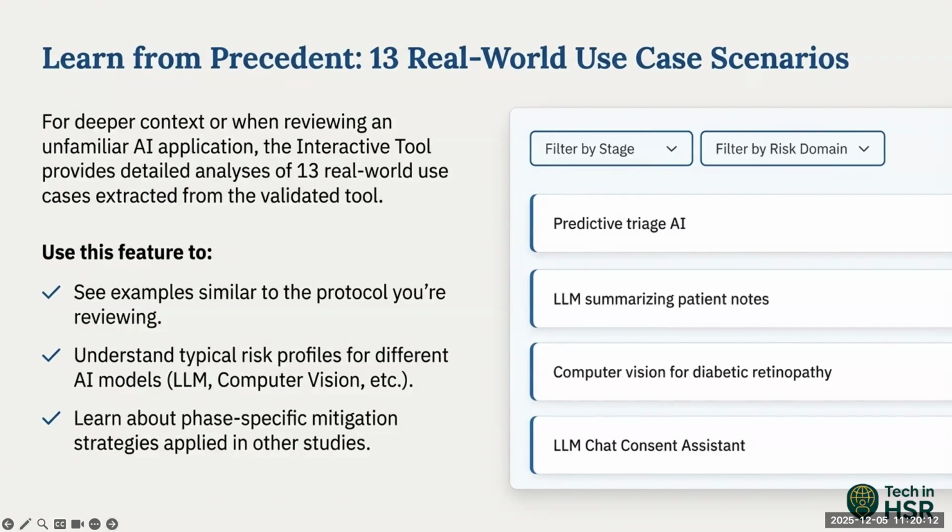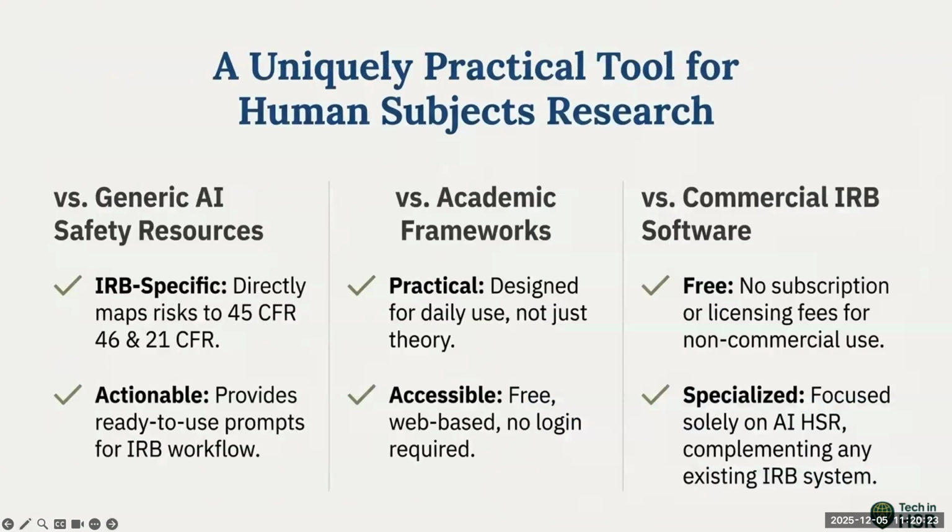And that's going to help you visualize how specific risks were managed in contexts ranging from predictive triage to generative AI chatbots. So unlike generic AI safety and risk evaluation resources, this tool is uniquely practical for human subjects research because it directly maps technical risks to specific 45 CFR 46 and 21 CFR 56 regulatory criteria.